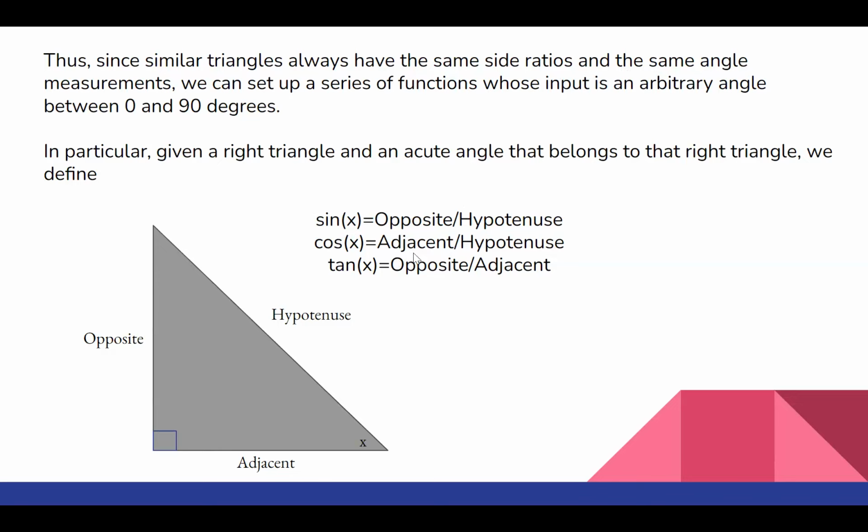Cosine will be equal to adjacent divided by hypotenuse. Tangent will be equal to opposite divided by adjacent. And again, here, angle X is here. So the side opposite from that will be this one. The side adjacent to that, which is next to the angle, will be down here, and that's the hypotenuse of the triangle.